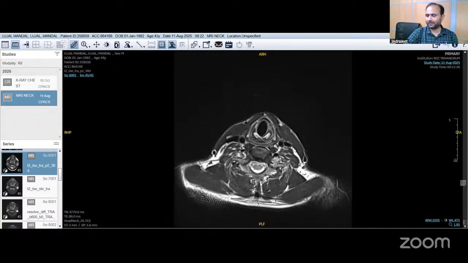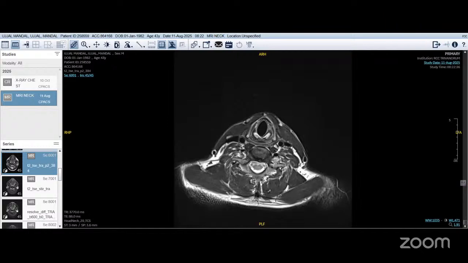T2. So only if you are suspecting malignancy, you say TNM. Otherwise, if it's benign, don't say TNM. If you're considering malignancy, then it will be T2 based on MRI findings. And what will you counsel the patient about this?